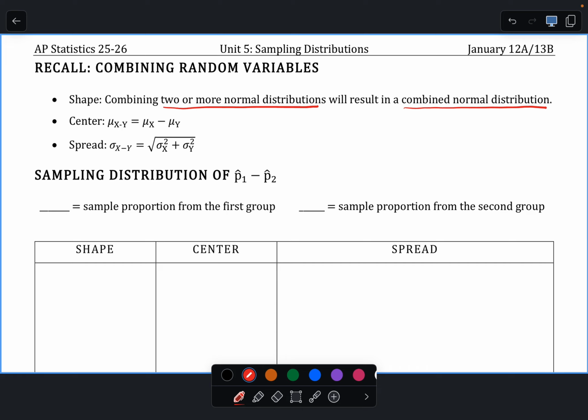When it comes to center, anytime you have an operation dealing with means, the mean is non-resistant. So if I'm subtracting these means from each other, which you will be doing because you're calculating a difference always, you're going to subtract the means from each other. So whatever proportions they give you in the question, subtract them away from each other.